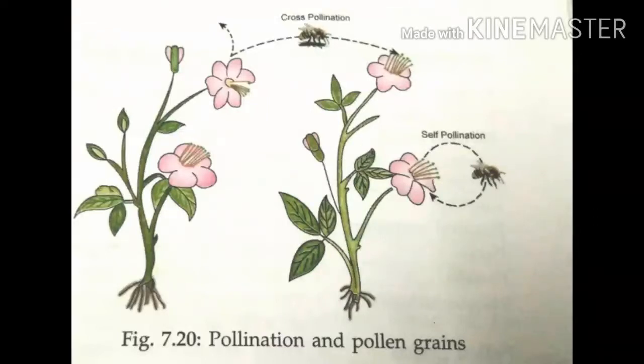Now we'll see the male flower. If stamens are present and the carpel is absent, it is called a male flower, because the stamen is the male part. Next one, female flower. If the carpel is present but the stamen is absent, it is a female flower, because the carpel or pistil is the female part of the flower.